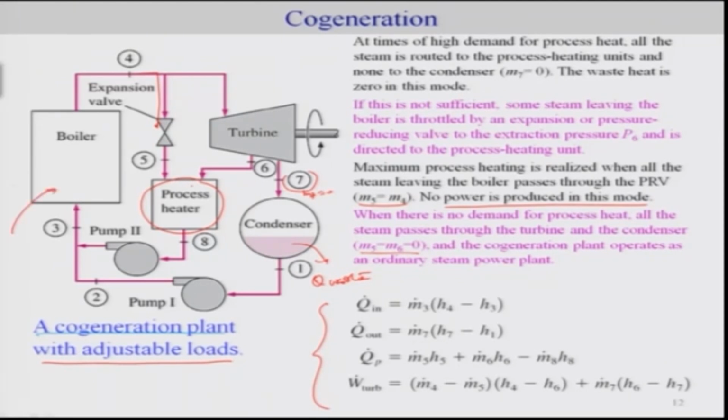So this is the summary of the energy balance which we can come up with, where of course the Q in is here and Q out is this. QP is your heat through the process heater, and W turbine is of course this. One can come up with this expression completely by doing a simple mass and energy balance.